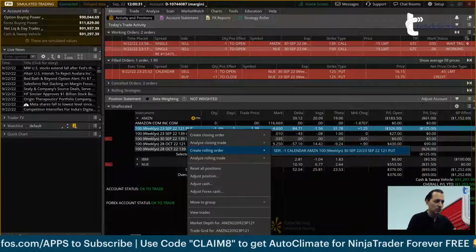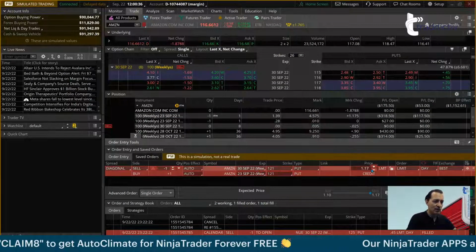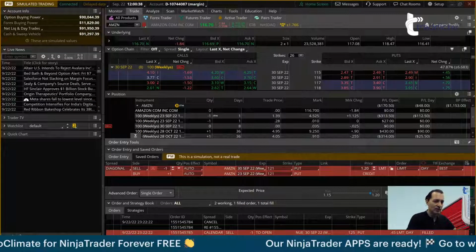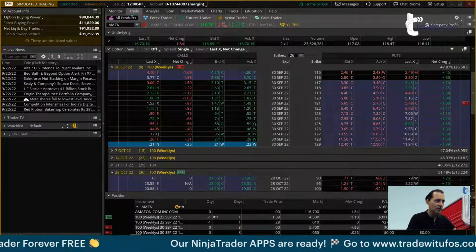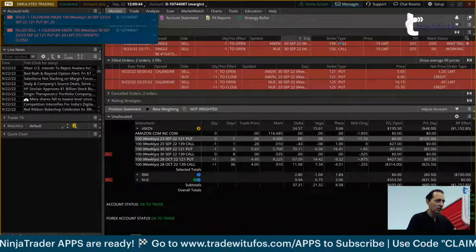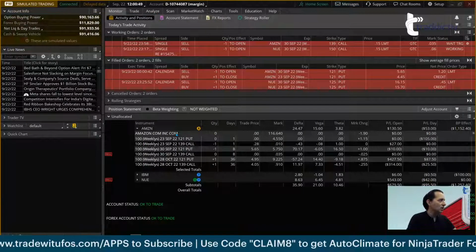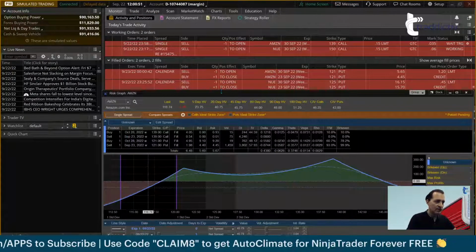So roll from 23 of September to 30 of September. And that is supposed to bring $1.20 of credit in. So let's do it. And we just got filled. We got filled at 120. Wonderful. So if I go back to the risk graph, okay, this is our risk graph.